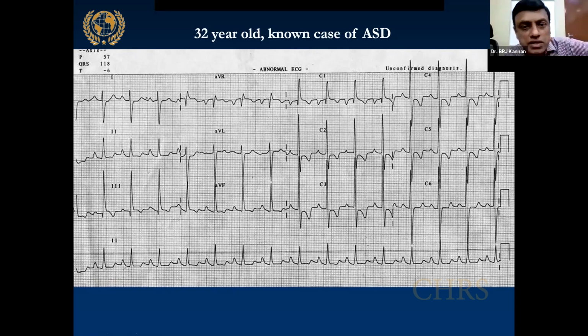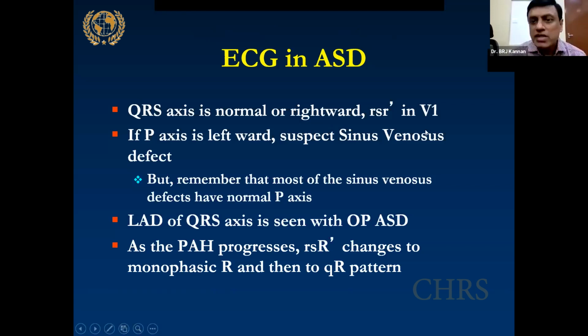So how do we read ECG in ASD? The QRS is normal or rightward in V1. There is RS in V1. If P axis is leftward, suspect sinus venosus ASD. But remember that most of the sinus venosus defects have normal P axis. If there is left axis deviation of the QRS, again suspect ostium primum ASD.